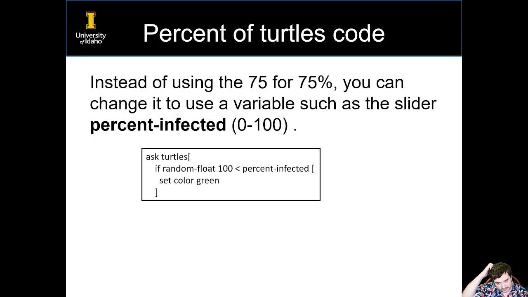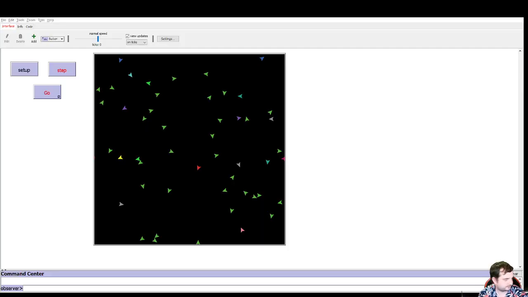So what we're going to do is let's go ahead and add in an actual slider so that we can change this around, make it a little bit more interesting. So we're going to make a slider, and we're going to call it percent infected. And what we're going to do is we're going to go and replace that percent infected, or the 75, with this percent infected. So let's go ahead and go do that.